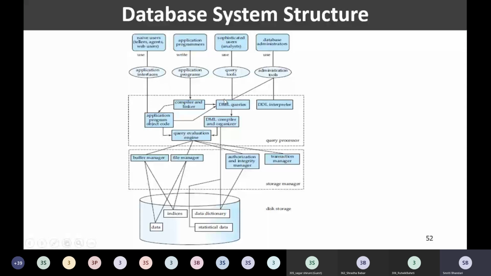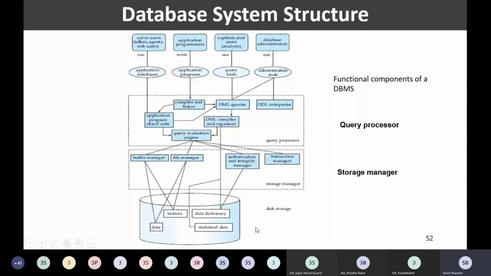There are two functional components of a database management system. The first is known as the storage manager, and the second one is the query processor. Apart from these two functional components, you might see some other components here as well. So today we are going to discuss this database system architecture. Let us begin with the storage manager.